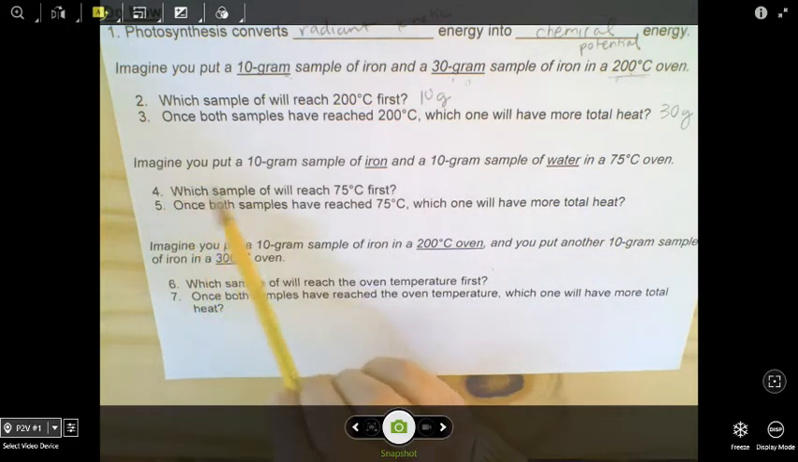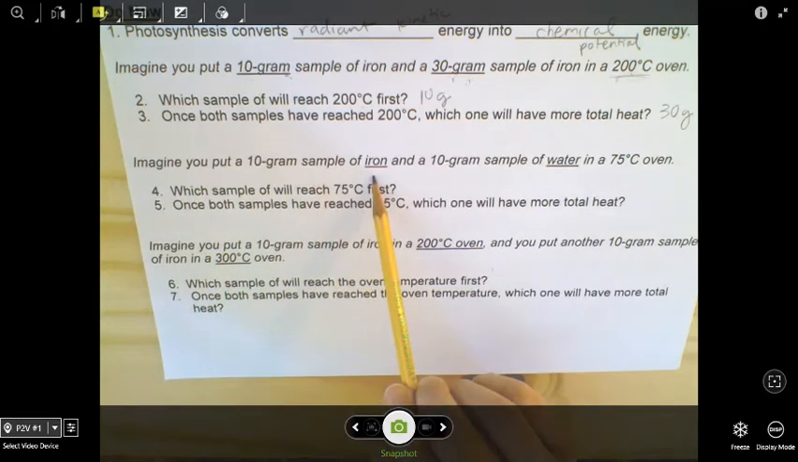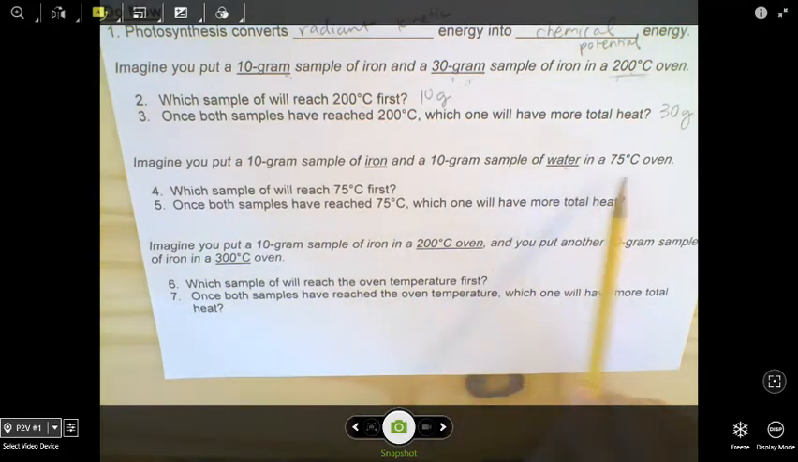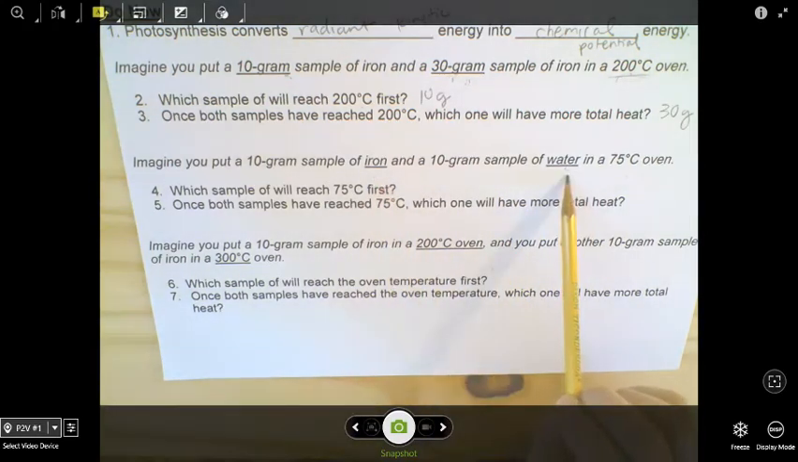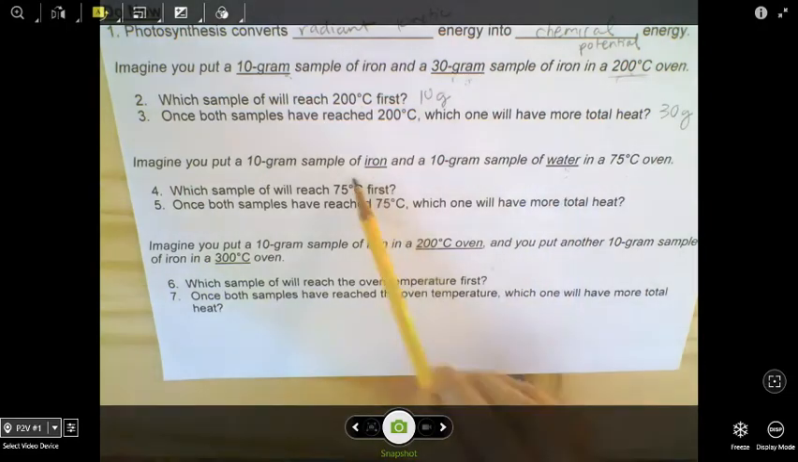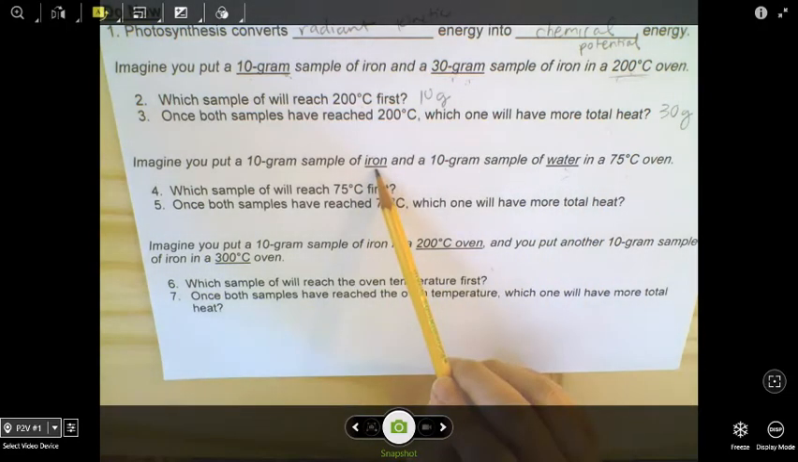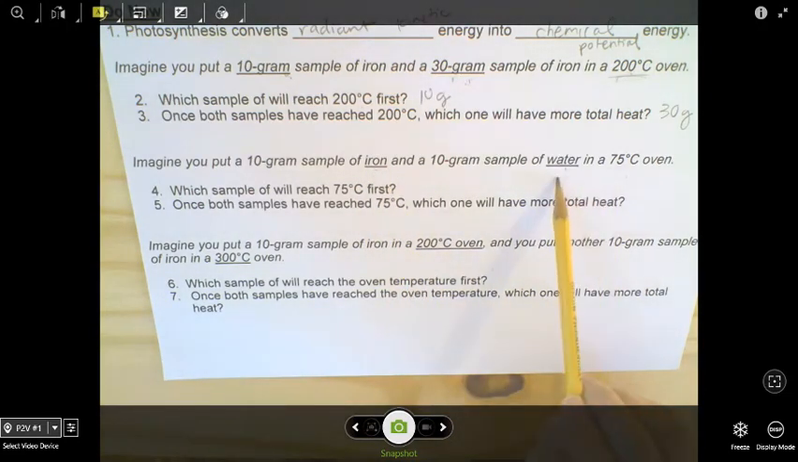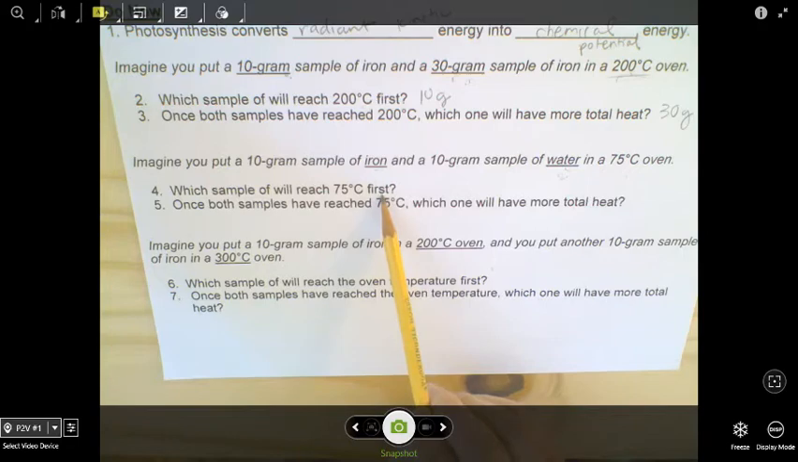Okay, imagine you put a 10-gram sample of iron and a 10-gram sample of water in a 75-degree oven, okay? So we're assuming that these start at room temperature, which is about 20 degrees Celsius, and we have iron and water. And as you know, from your experience with metals and water, metals tend to heat up really fast. Water takes a long time to heat up. So which sample do you think will reach 75 degrees first?